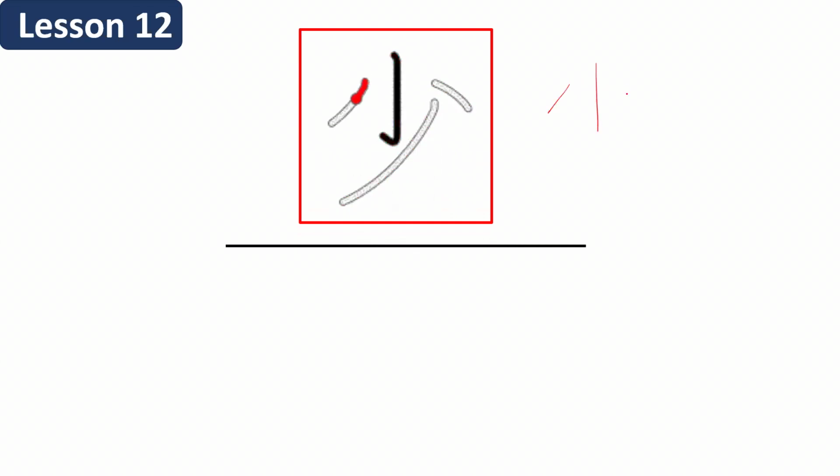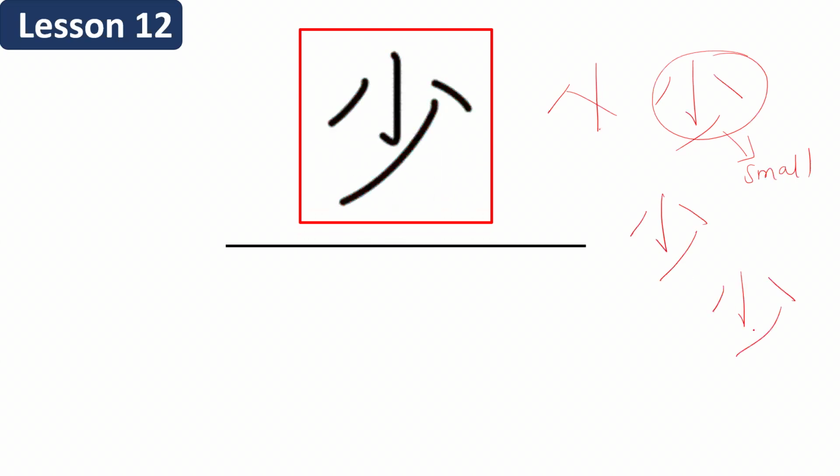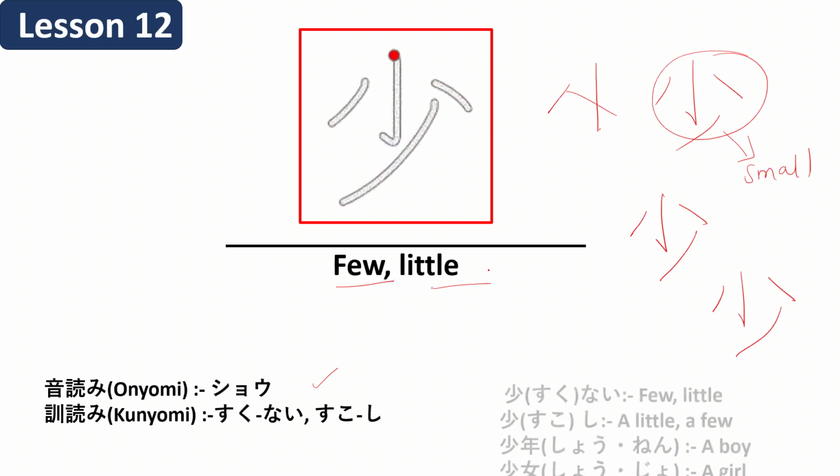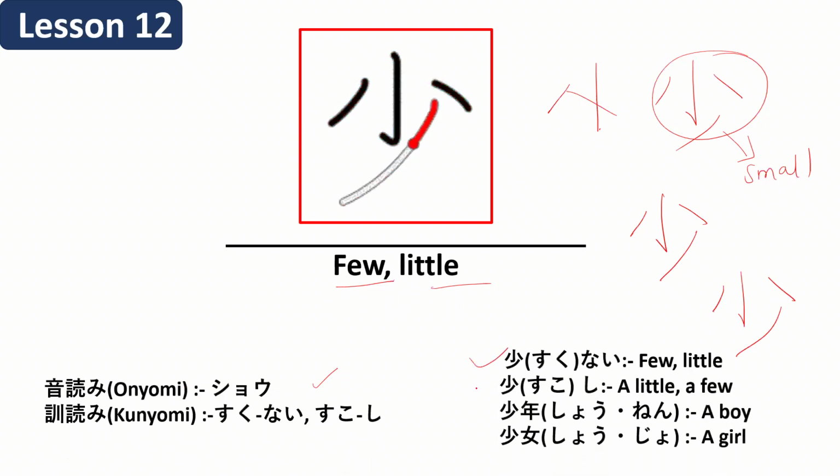Ichi, ni, san. This kanji of chisai. Chisai means small. If we add this, then it becomes kanji of sukoshi. Onyomi is sho. Sukunai, sukoshi is few, little. Sukoshi, a little, few.